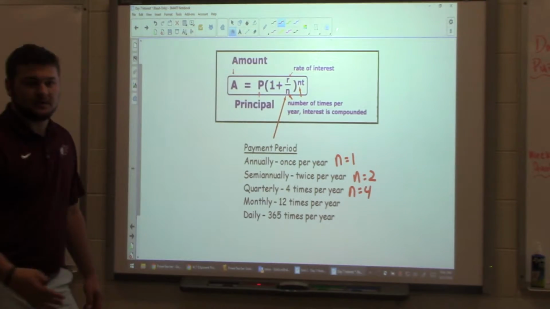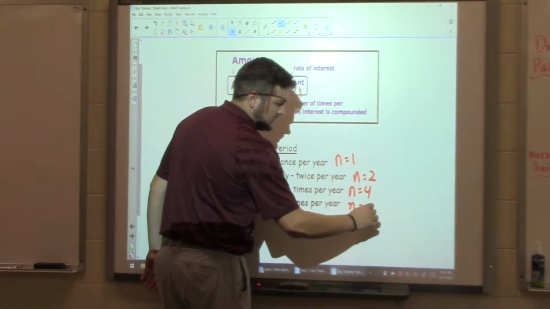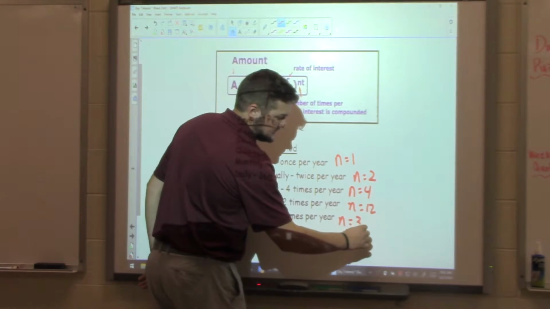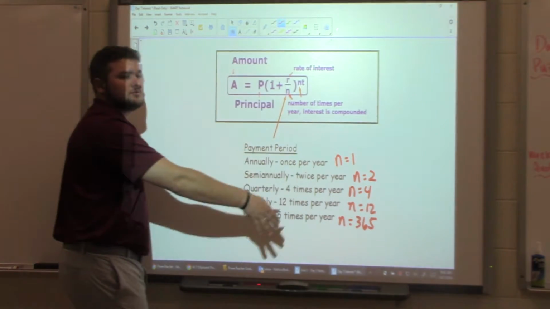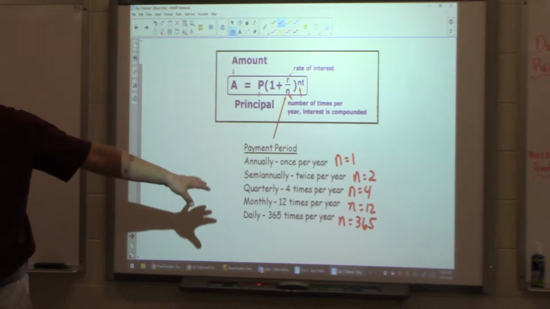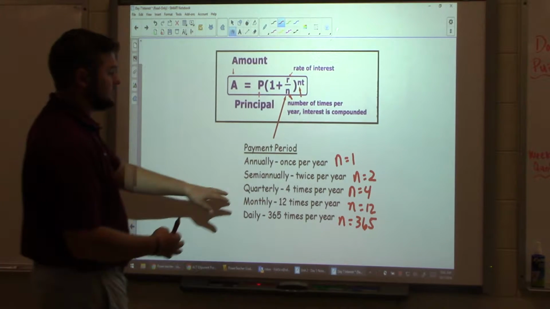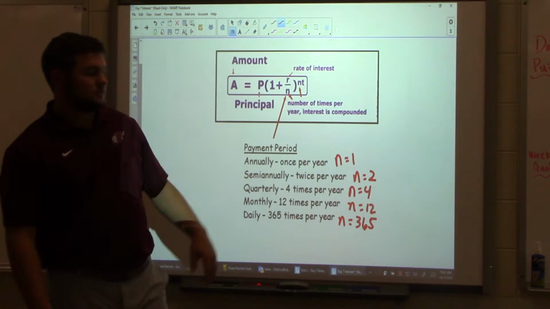Monthly, 12 times per year, so N would equal 12. Daily, 365 times per year, so N would equal 365. These are the only ones we're going to use though. You're not going to see anything besides those 5 right there. So if you can't remember how many days are in a year, or how many months are in a year, then you might have issues. But quarterly happens 4 times a year, semi-annually twice, annually once.